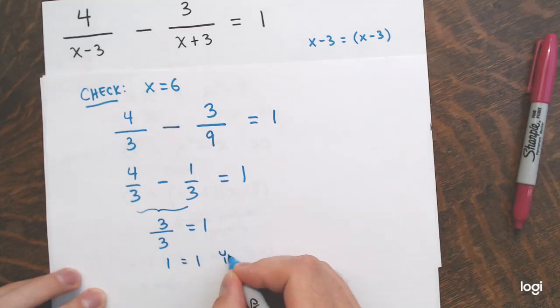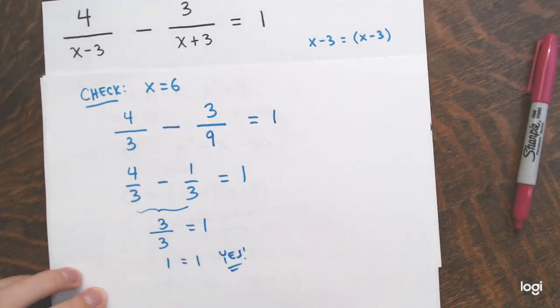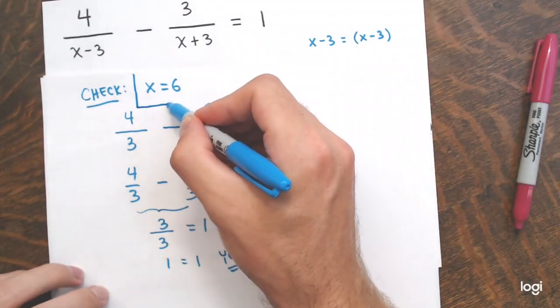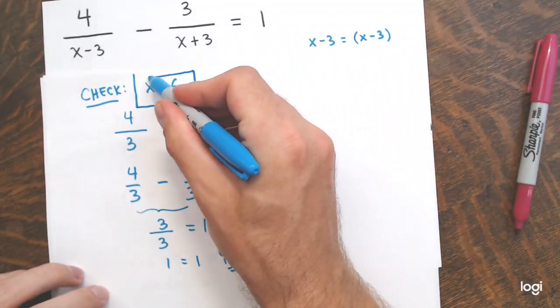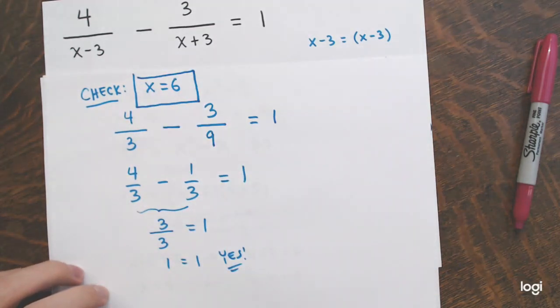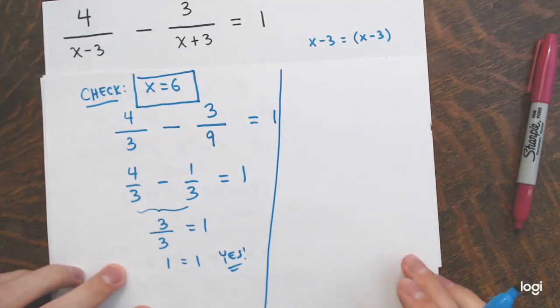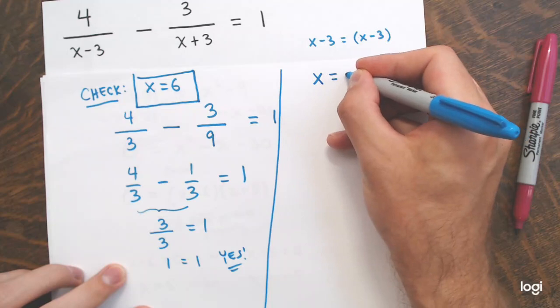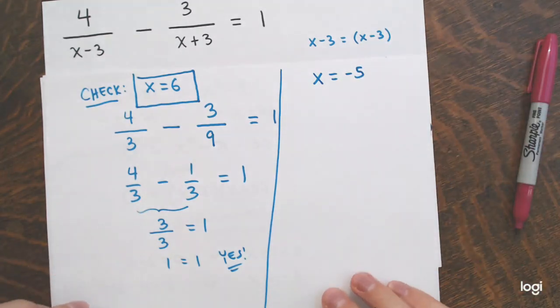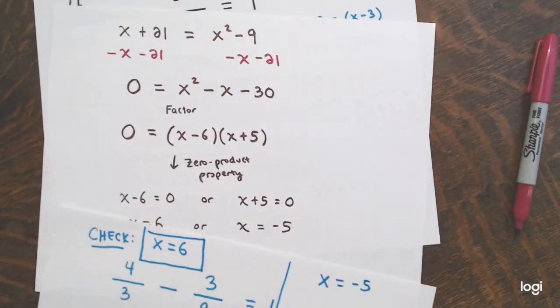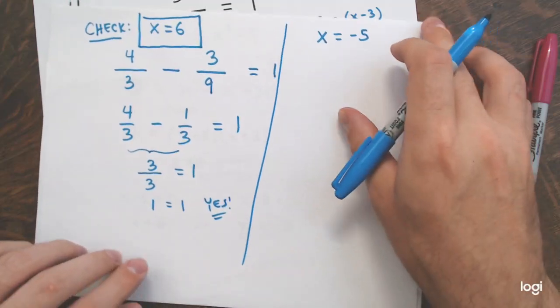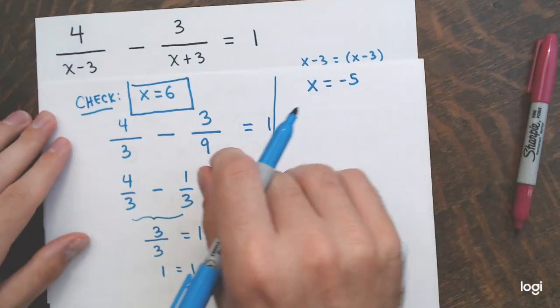You get 1 equals 1. So yes, x equals 6. 6 is a valid solution of this equation. Alright, now on this other side here, let's check the other one. X equals negative 5. I believe it was negative 5. Yes, negative 5. So again, back to the original equation.